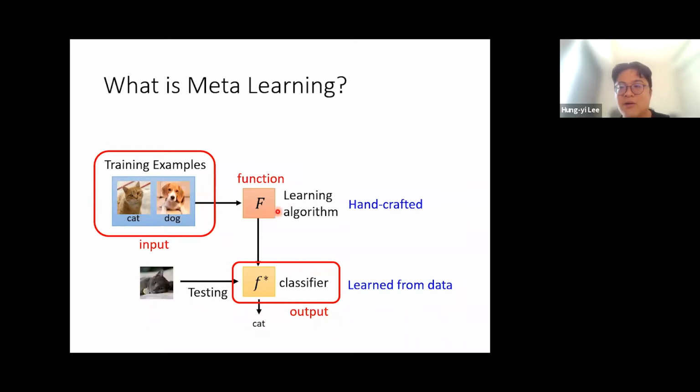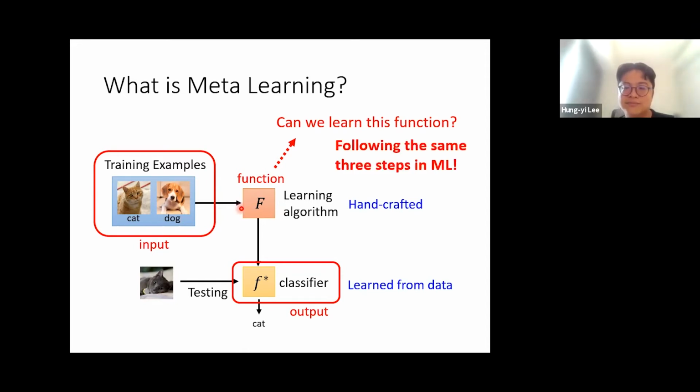However, in typical machine learning, the learning algorithm is handcrafted. Now, what we want to consider in meta learning is: is this learning algorithm, the capital F, also learnable? Instead of using a handcrafted capital F, can we learn this capital F? This is what we want to do in meta learning. And to find this function, we can follow the same 3 steps as in machine learning. In machine learning, we use 3 steps to find a function. Here in meta learning, we can apply exactly the same 3 steps to find this learning algorithm.